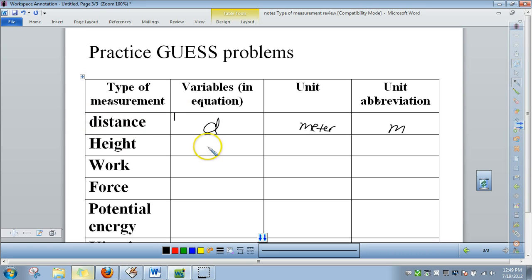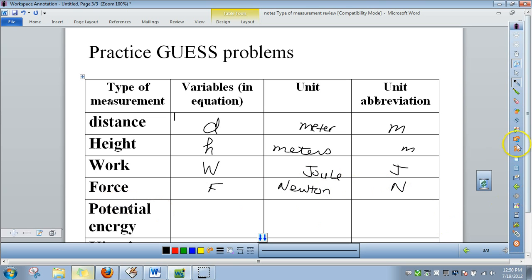The next term, height. The variable in the equation will be a lowercase h. Again, you measure height in meters, and the unit abbreviation is m. Work is either a capital W or a lowercase w. The unit for work is the joule, which is a capital J because it's named after a person. Force, the unit for force is the Newton, and capital N, again, named after someone we know.